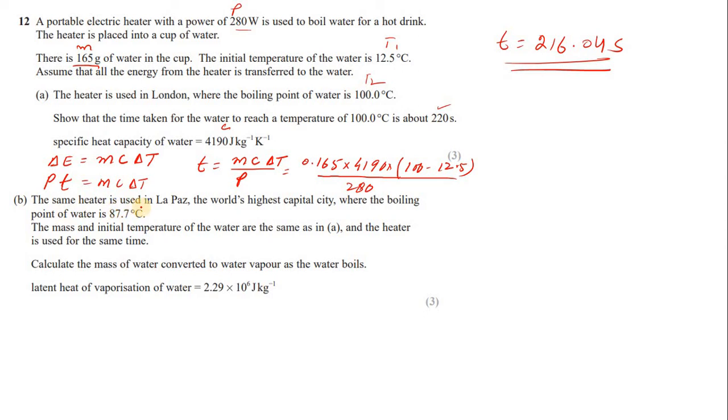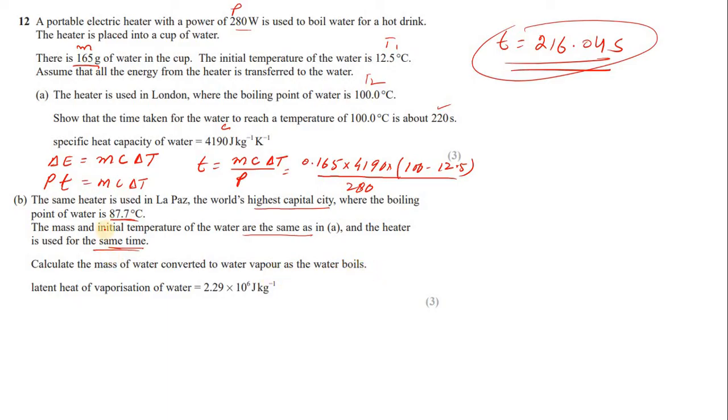Part B. The same heater is used in La Paz, the world's highest capital city, where the boiling point of water is 87.7. It boils a little early. That means less heat is needed to boil the water. The mass and initial temperature of the water are the same, and the heater is used for the same time. That means we keep the heater on for the same amount of time, and heat keeps going in. Calculate the mass of the water converted to water vapor as the water boils.